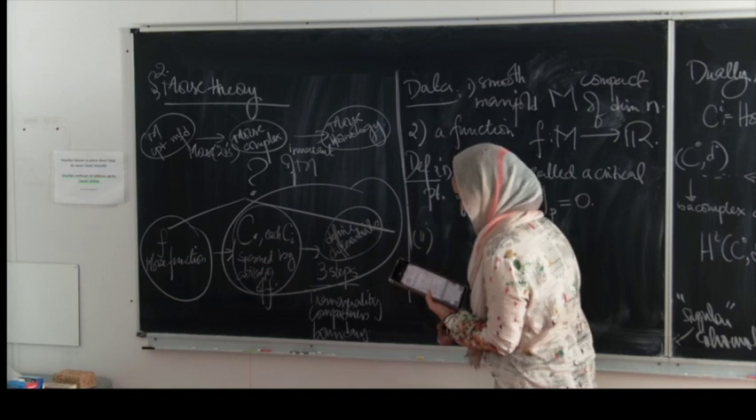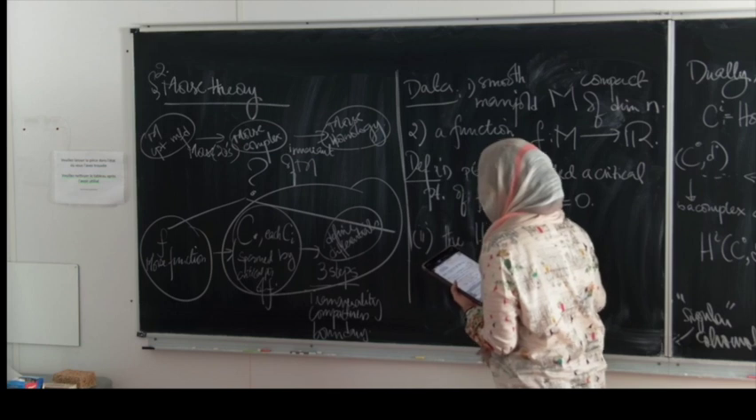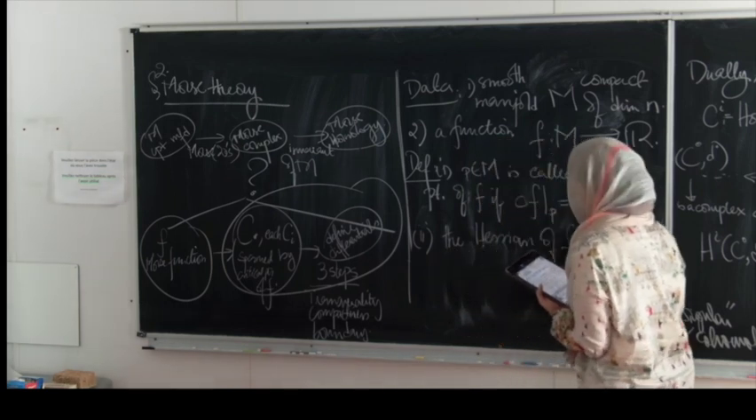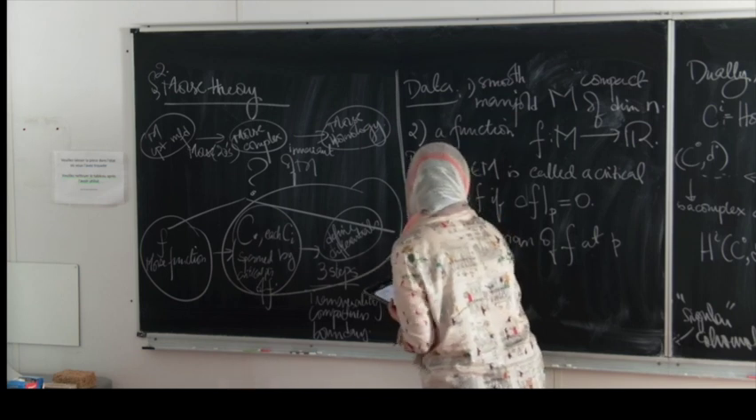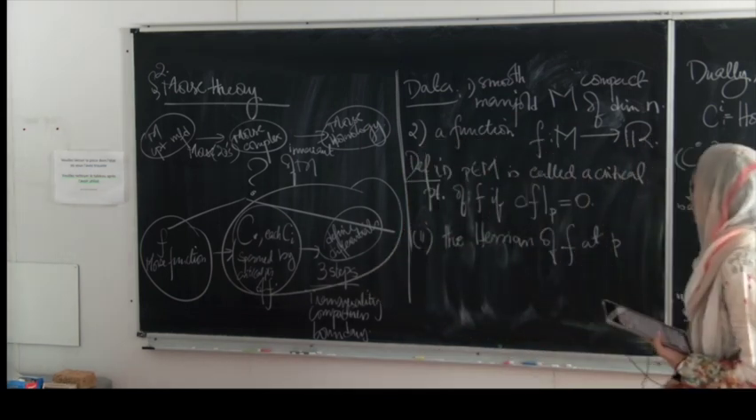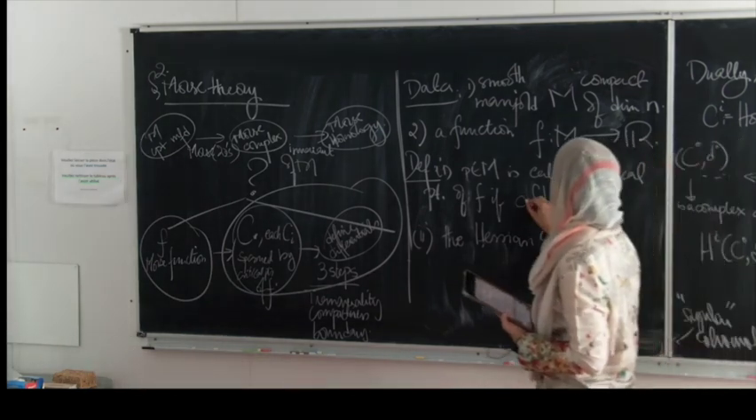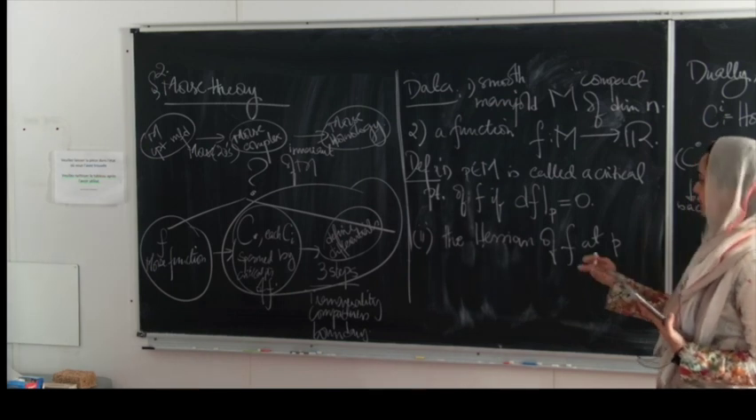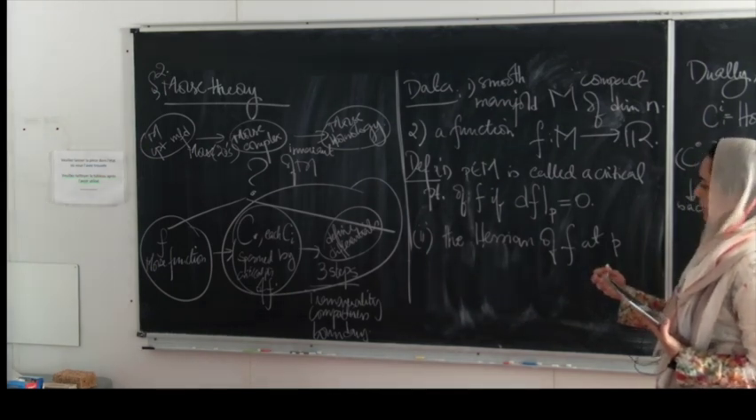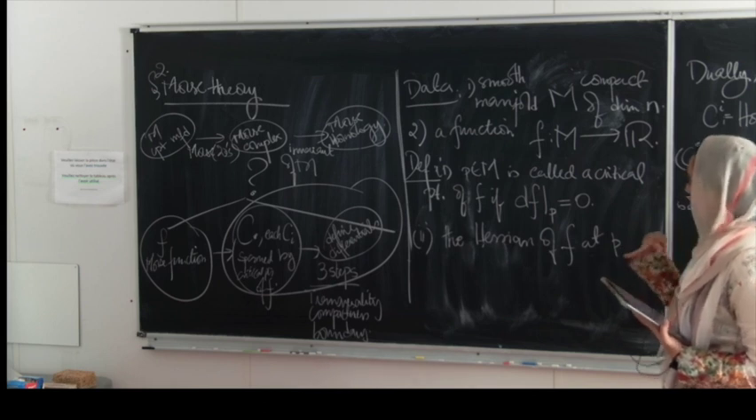2, the Hessian of f at p, which is defined to be the transpose of the Jacobian of the gradient of f, which is kind of complicated, but you can also understand it in terms of a bilinear form on the tangent space of M at p.